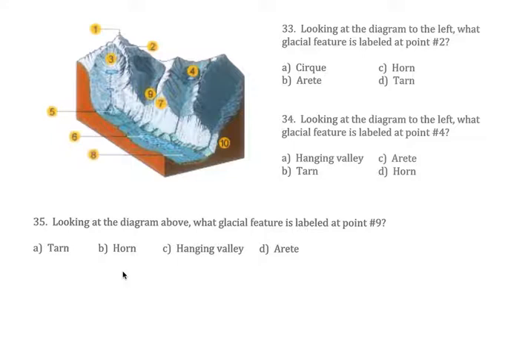35. Looking at the diagram above, what glacial feature is labeled at point 9? This thing right here. Point 9. Is that A, a tarn, B, a horn, C, a hanging valley, or D, an erratic?